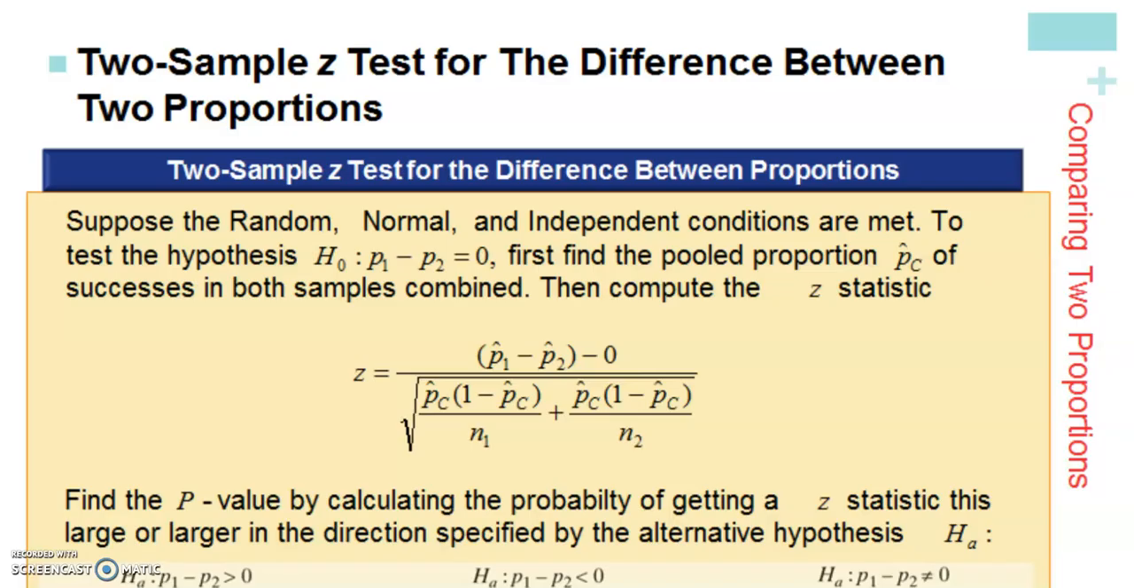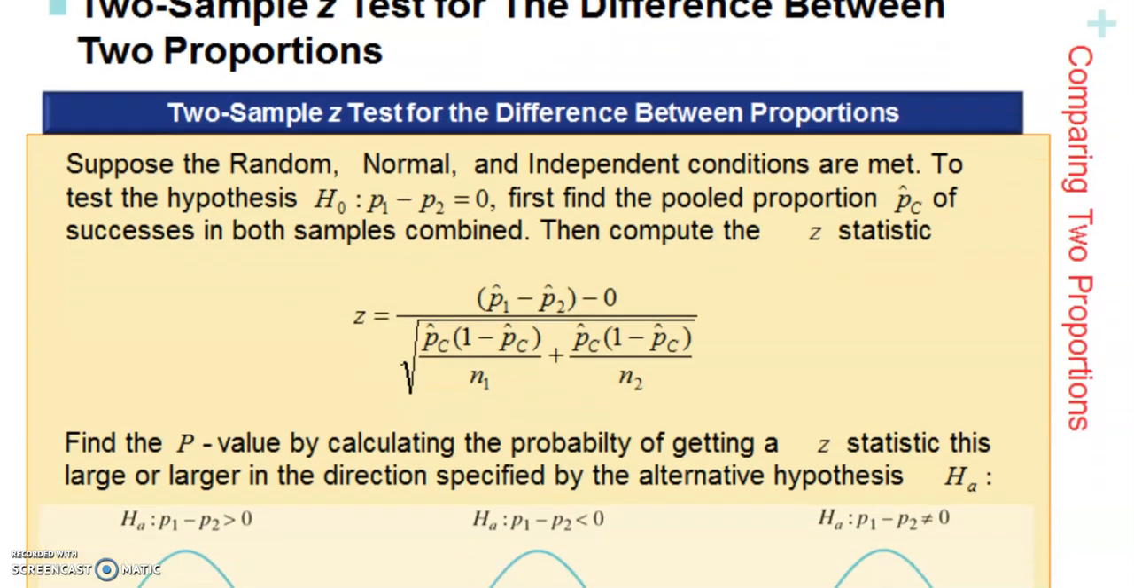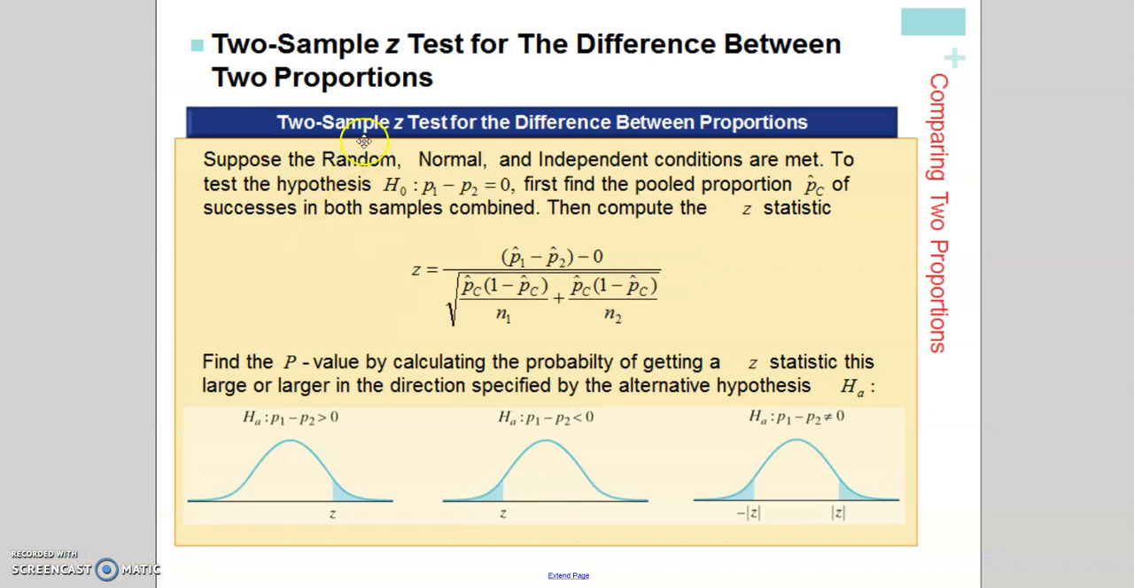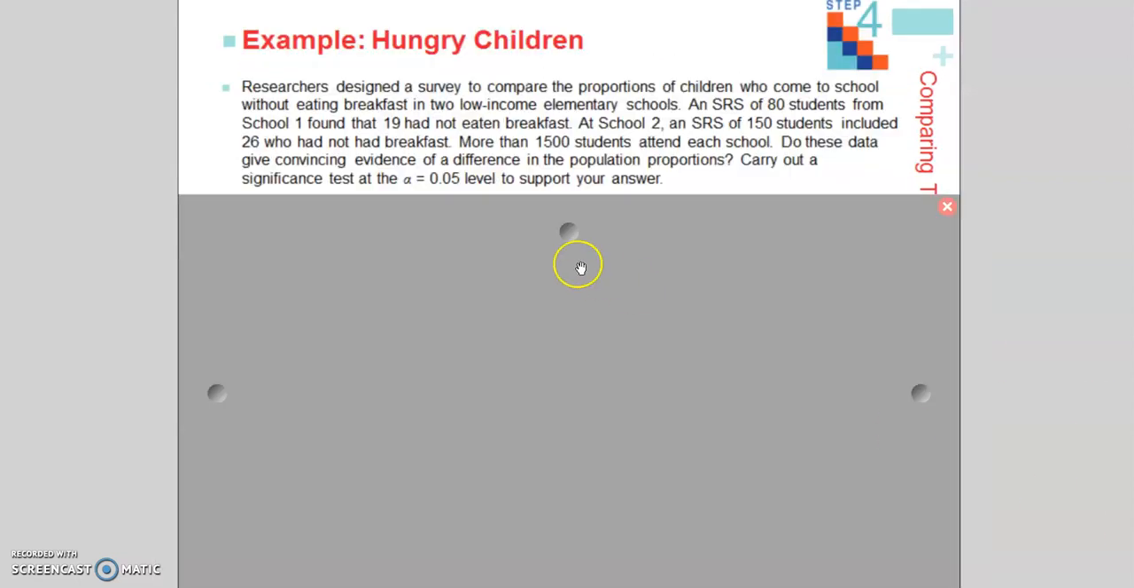So then putting that all together, we get this new inference method, which is called a two-sample z-test for the difference between proportions. And it kind of comes together with all the stuff we know: random, normal, independent conditions. Your hypothesis is that the difference is 0. You find the pooled proportion of the successes in both. You then compute your test statistic, which is a z-statistic. You then find the area either to the right or the left, or a two-tailed test if it's a not equals alternative hypothesis. Let's take a look at an example.